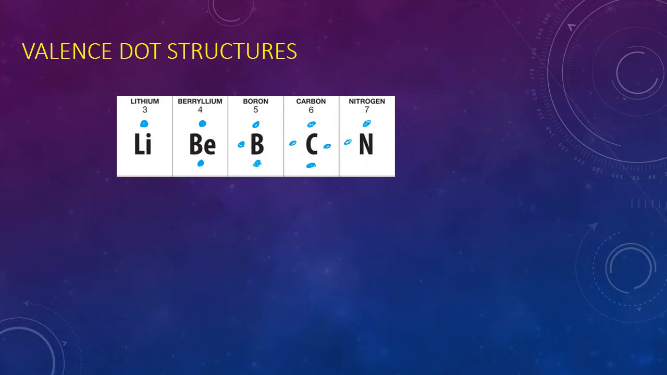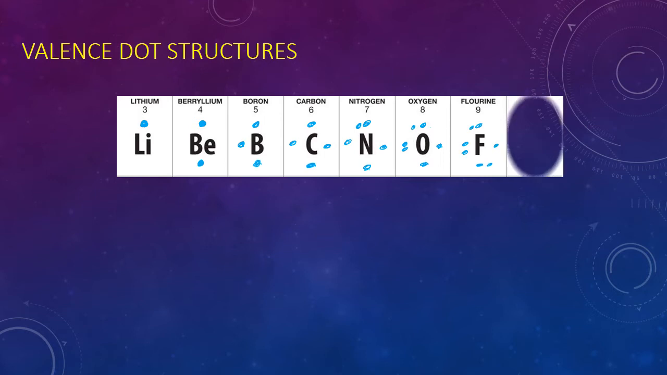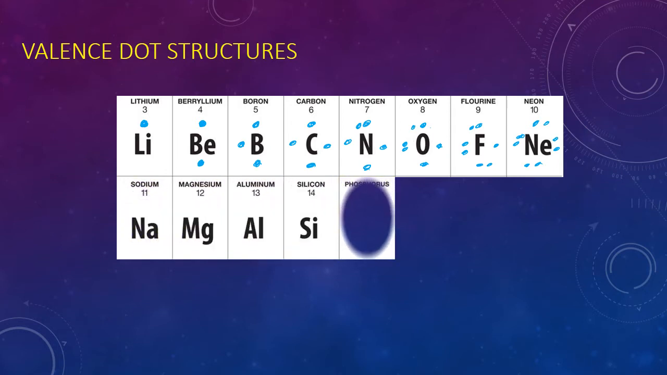Nitrogen has 5 valence electrons. I bet you can guess how many oxygen has. You said 6, you're right. And fluorine, how many does fluorine have? Well, if you said 8, you're wrong. It's not 8. How many? 7 is correct. And then finally we get to neon, and neon has 8 valence electrons. And that same trend continues all the way down.